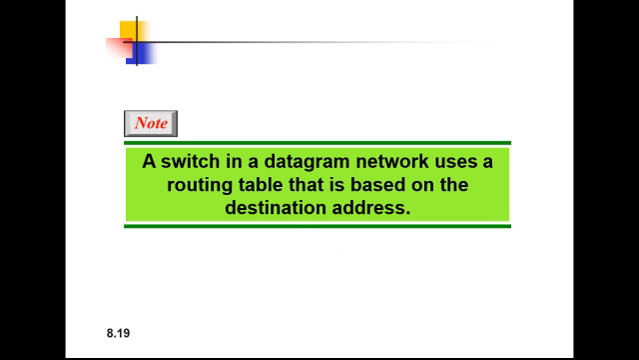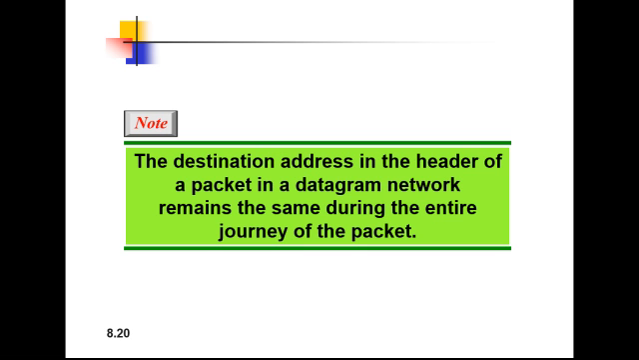A switch in a datagram network uses a routing table that is based on the destination address. The destination address is in the header of a packet in a datagram network, and it remains the same during the entire journey of the packet.